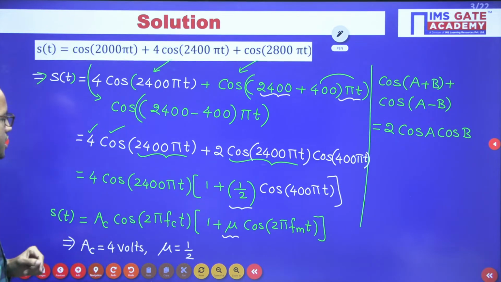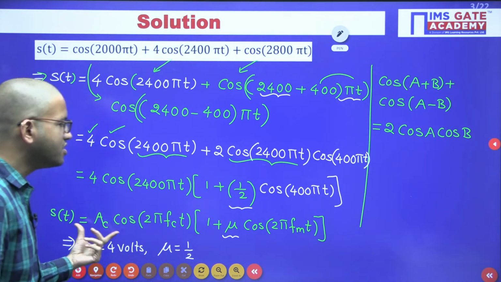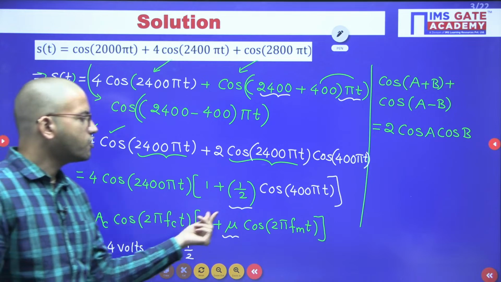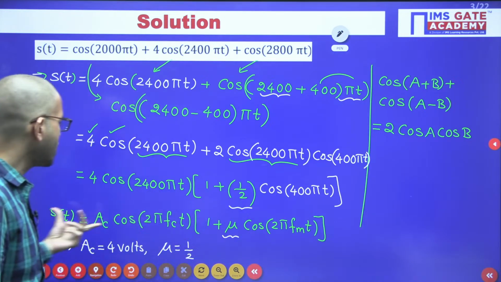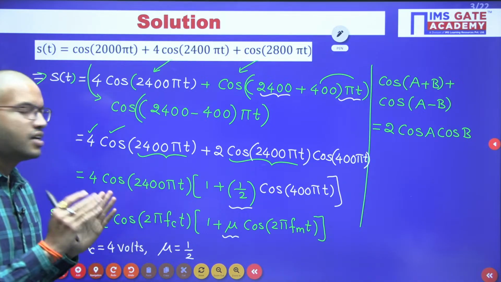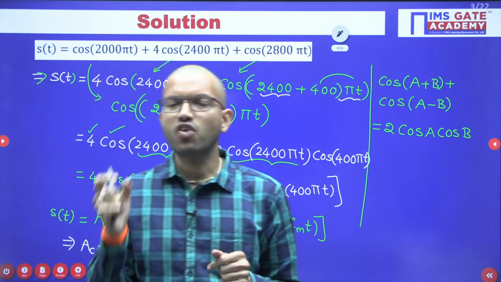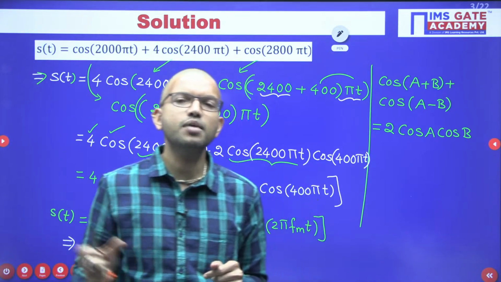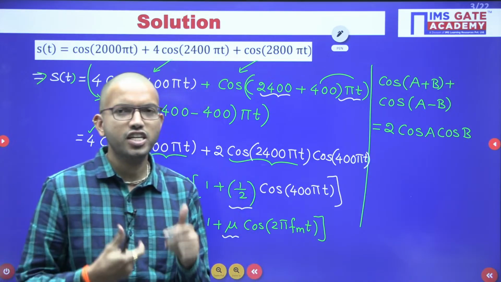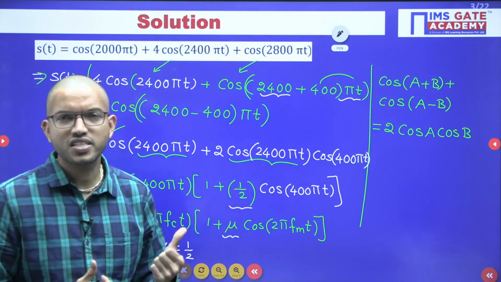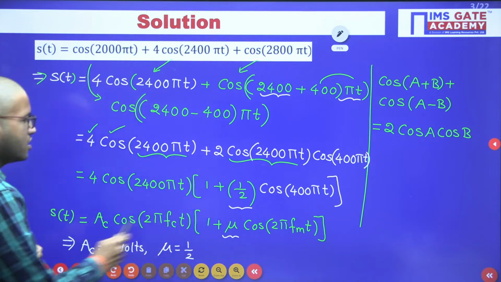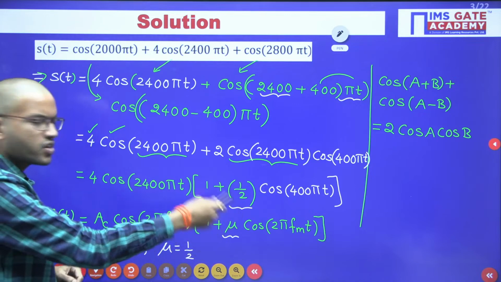Just observe, one of the standard equations regarding AM is Ac cos 2 pi fct into 1 plus mu cos 2 pi fm t. For timing, I am considering this equation. For understanding purposes I will write 2 or 3 steps. But if you are able to at least recall the format of the standard equation of the AM signal, no need of exactly the same format, from there also you can easily answer this question without using pen and paper.